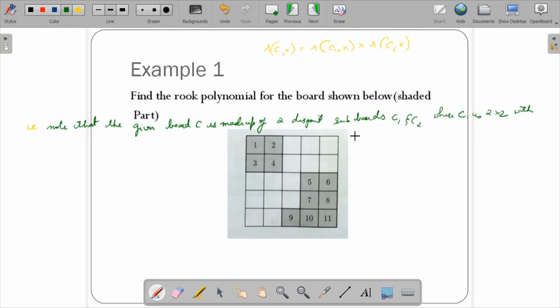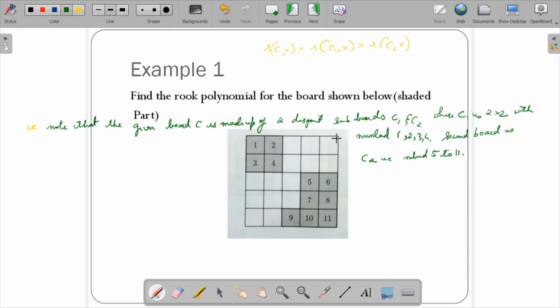The second board is C2, numbered 5 to 11. So this is regarding the two boards.